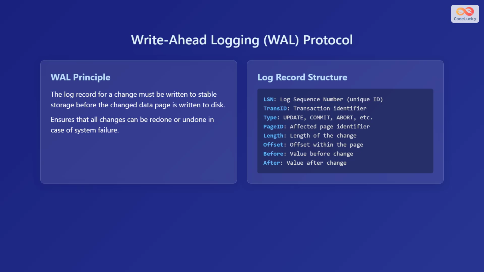Now let's look at the structure of a log record. Each log record contains the following fields: log sequence number, or LSN, which is a unique ID for each log record; transaction ID, or trans ID, which indicates which transaction made the change; type, which specifies the type of operation like update, commit, or abort; page ID, which identifies the affected page; length, indicating the length of the change; offset, specifying the offset within the page where the change occurred; before, which is the value of the data before the change; and after, which is the value of the data after the change.